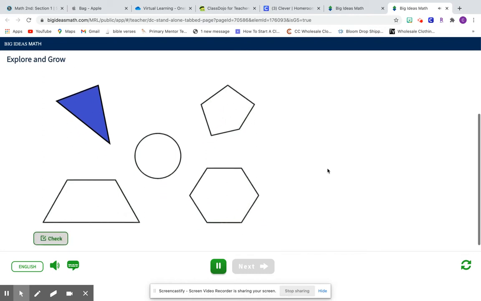Select the quadrilateral to color it red. All right, quadrilateral has 4 sides. 1, 2, 3, 4.